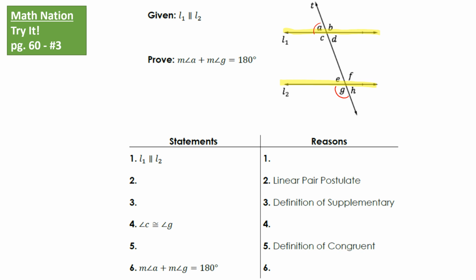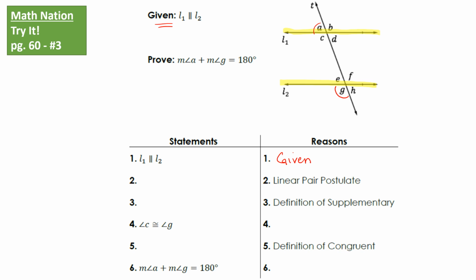So statement number 1 says line 1 and line 2 are parallel. Well, we already know that's a given because it's right there at the top. And then let's look at statement number 2. Statement number 2 is blank, but we have the reason of a linear pair postulate. So if you go back to page 44 in your notes, which was on lesson 1, it says that the linear pair postulate states that if two angles form a linear pair, then they are supplementary. So we're looking for two angles that are a linear pair and are supplementary. So remember, a linear pair are just two adjacent angles together that form a line.